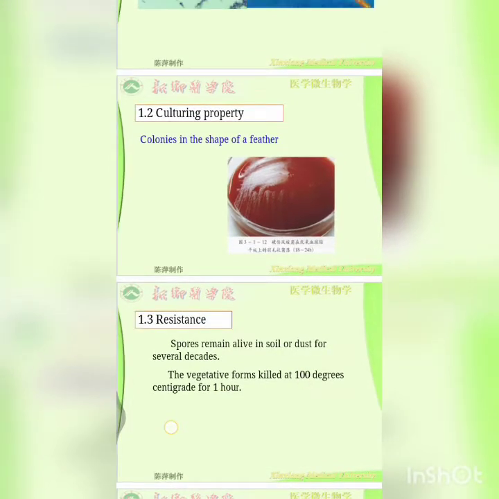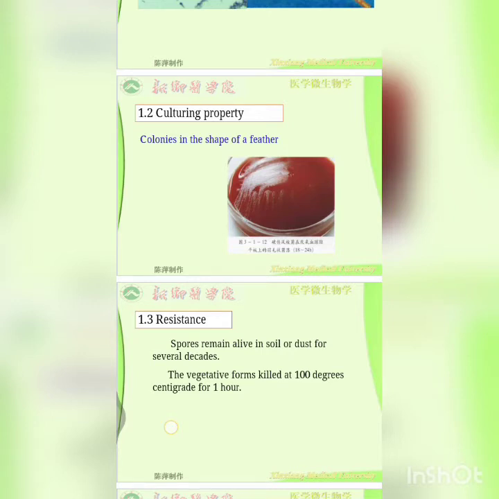And we need to know what biochemical reactions take place. They are proteolytic in nature. They don't attack any sugars. They form indole, and they are methyl red, Voges-Proskauer and citrate negative. H2S is not formed, gelatin liquefaction is negative, and nitrate reduction is also negative. So these are some of the biochemical reactions.